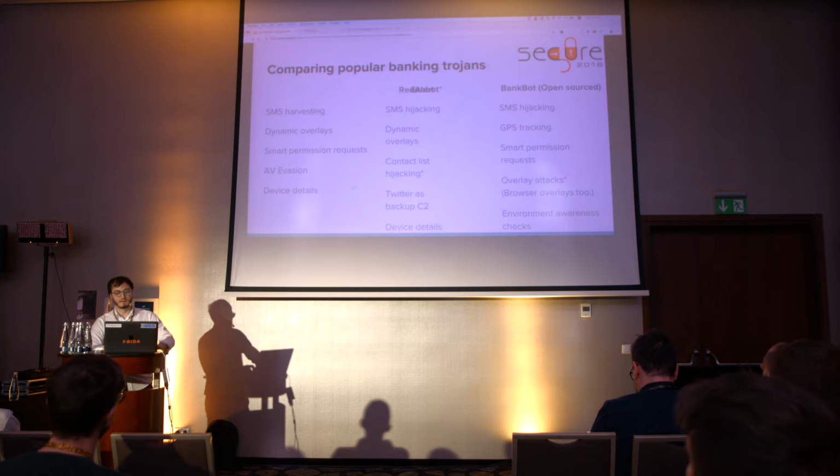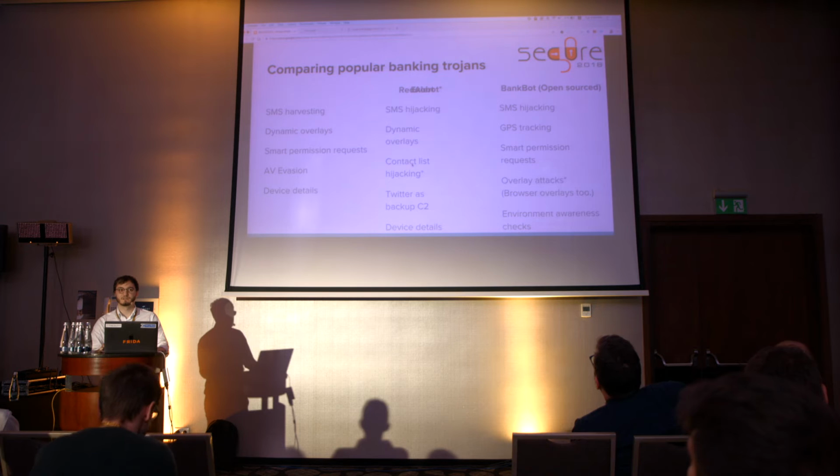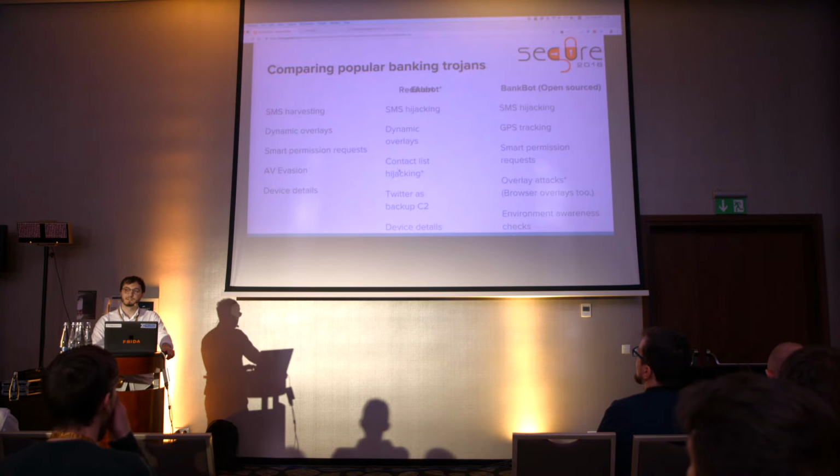Exobot has a small difference between the other two, and that is that they use Twitter as a backup. In case your device has lost connection with the command and control, either because the government shut it down or because it cannot connect to it, it will contact a backup Twitter account with an alternative command and control. And they also include contact list hijacking.